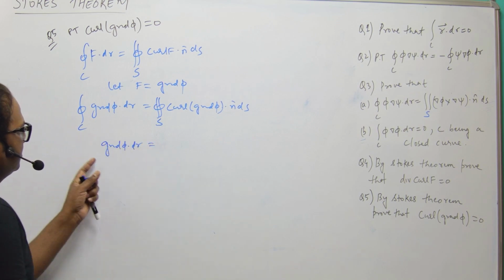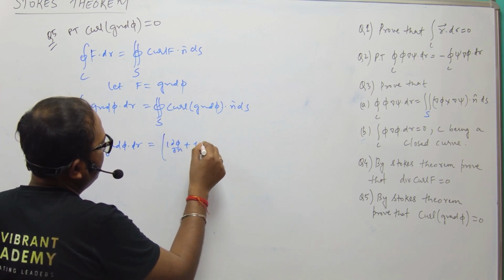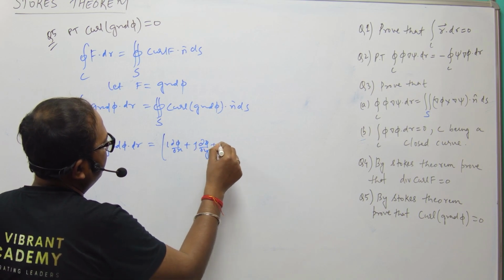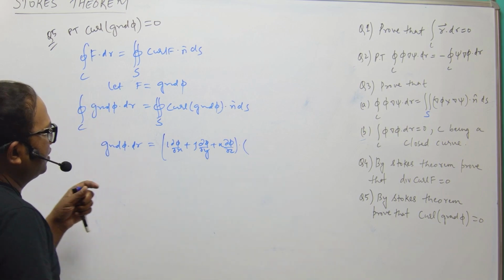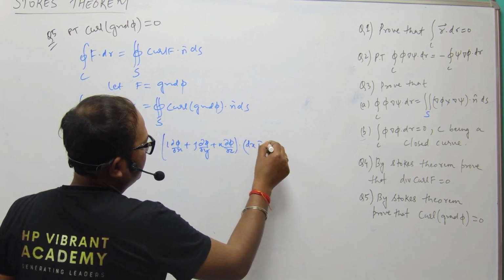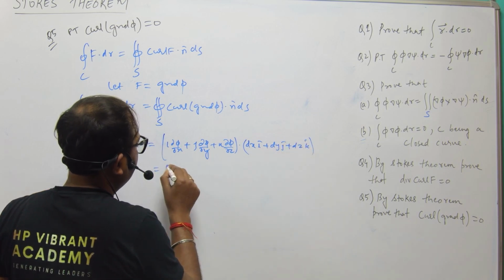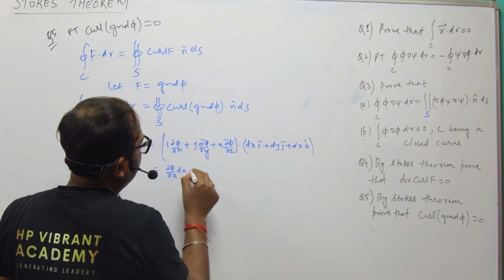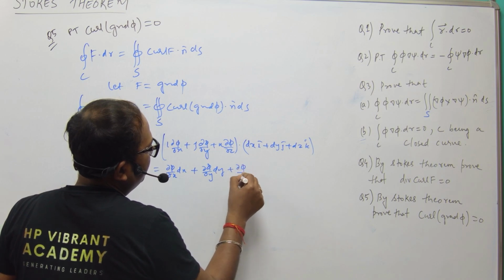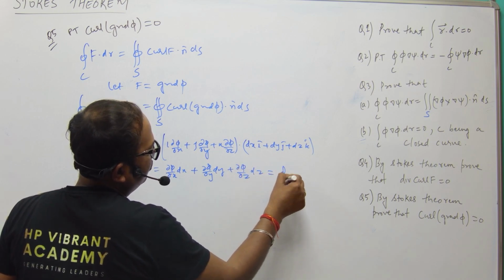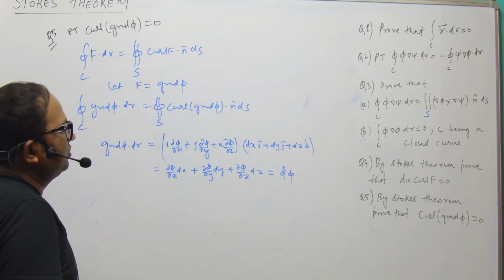Let us calculate gradient of phi dot dr. We can write gradient of phi as i del phi upon del x plus j times del phi upon del y plus k times del phi upon del z, dot product with dr, which we can write as dx i cap plus dy j cap plus dz k cap. This is equal to del phi upon del x into dx plus del phi upon del y into dy plus del phi upon del z into dz. This is equal to the total differential of phi. So the gradient of phi dot dr is equal to d phi.